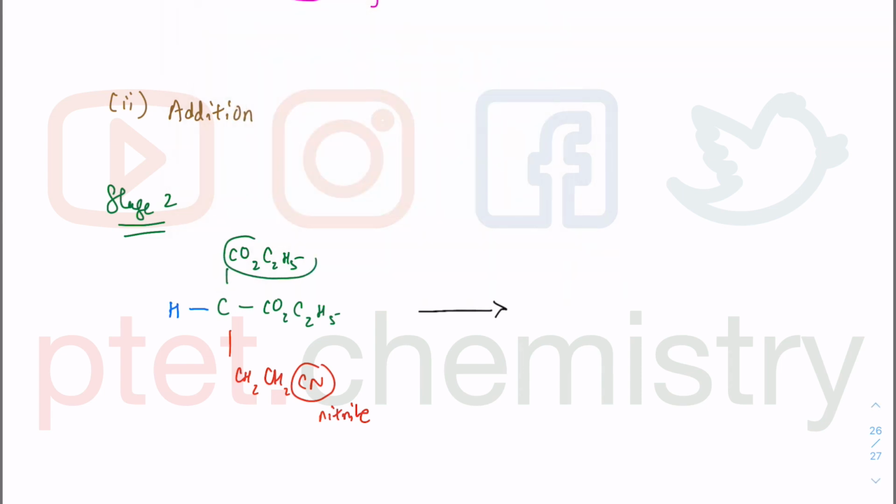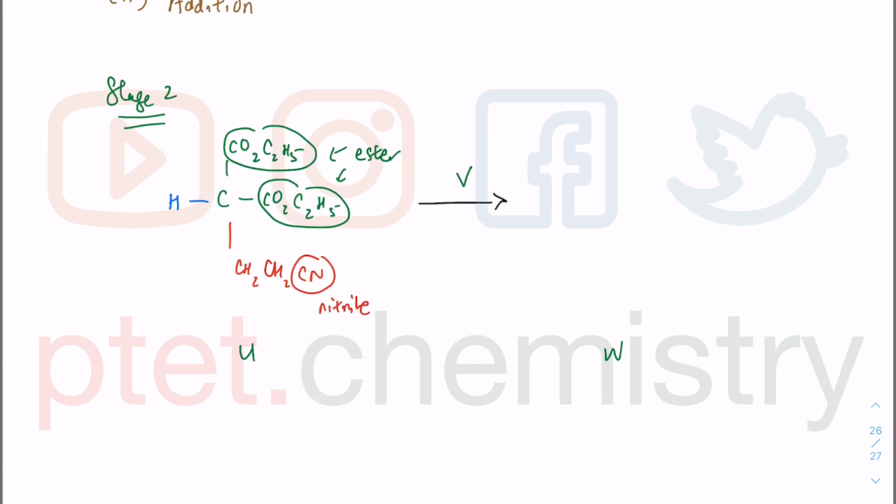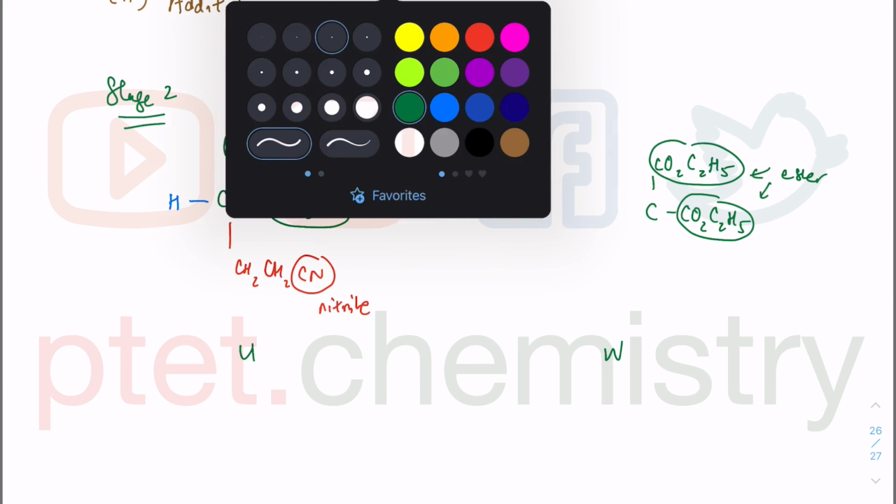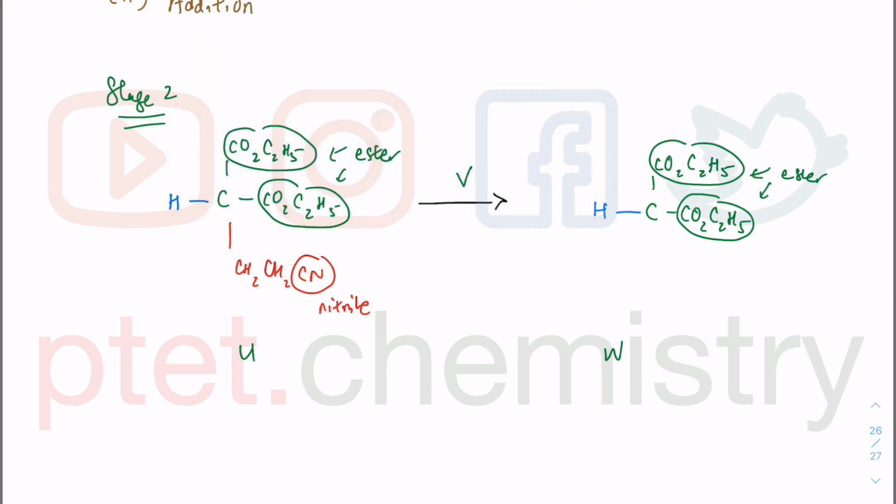This is the ester and this is the ester, so that and that is the ester functional group, and this is reagent V, this is U, and then I go to W. What they show as W is CO2C2H5. So nothing has changed on the ester. The ester hasn't reacted. The ester is still the same. Ester still around. The H is still around.